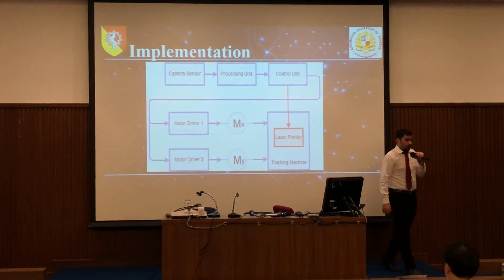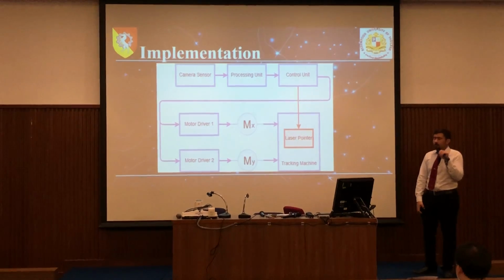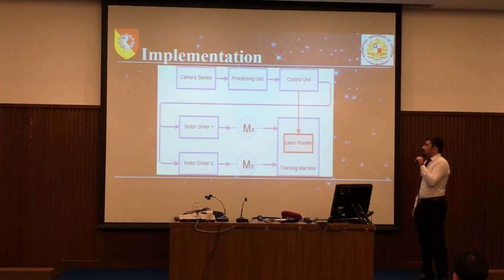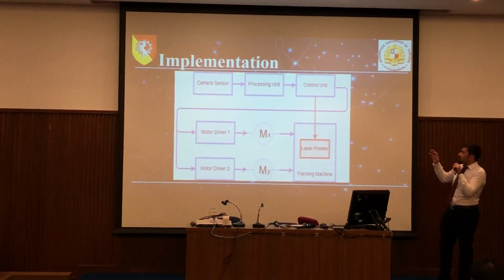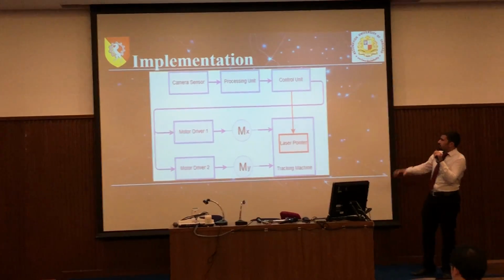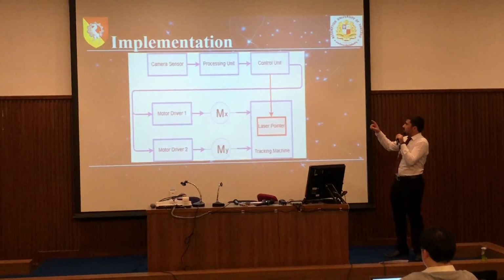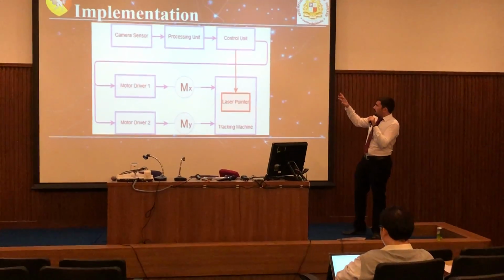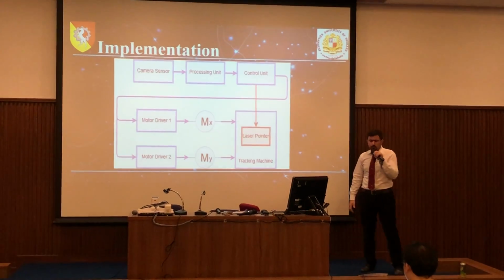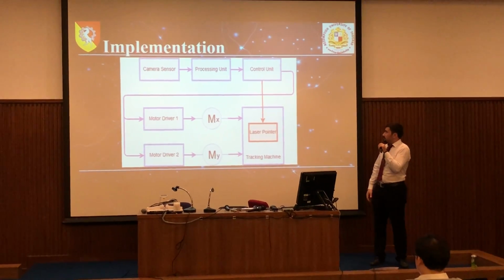Next is the block diagram of the whole project, of the whole electrical and mechanical parts. Here we see the camera is connected directly to the processing unit, which is the Raspberry Pi 3. And the Raspberry Pi 3 sends the coordinates to the control unit, which is the Arduino Uno, by serial communication.